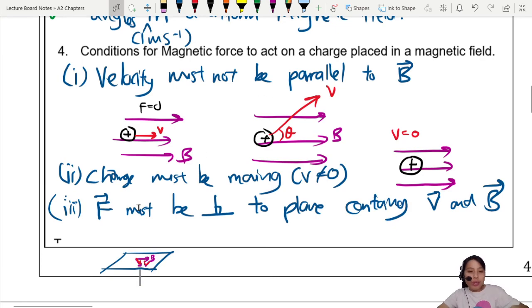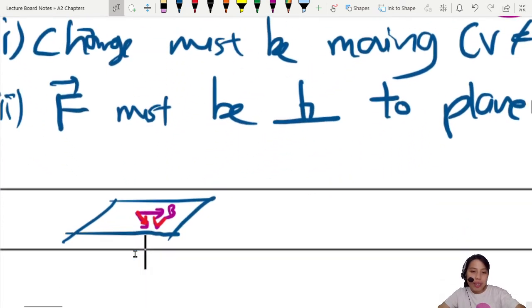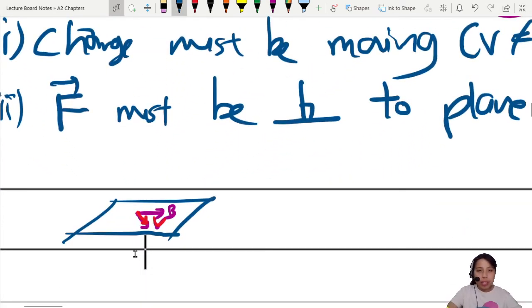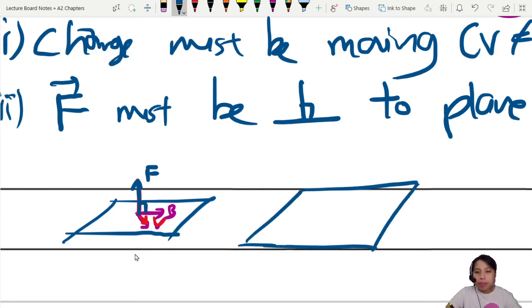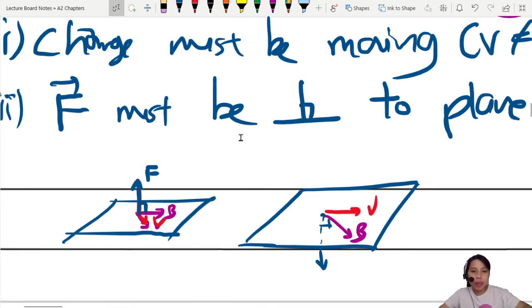So once you use the thumb thing, let's zoom in a bit, you would realize that the force will always be perpendicular to the other two. So let's do this. Force upwards. Oh my, the colors are not changing. There we go. Force, perpendicular to the plane. Similarly, if you have it upside down, maybe you have V this way and B this way. Where will the force be? Well, it'll be pointing down, but still perpendicular to the plane, sticking out of the paper.